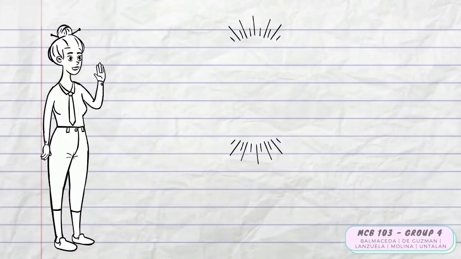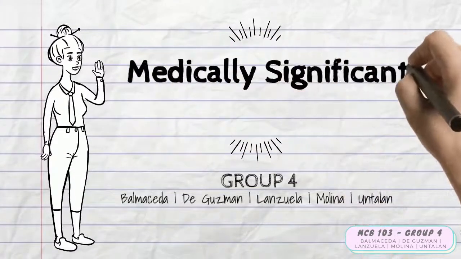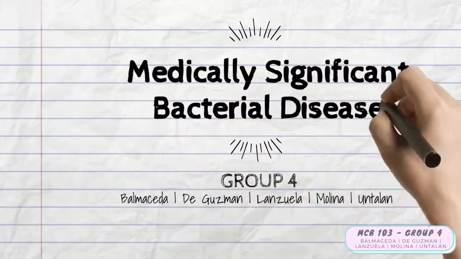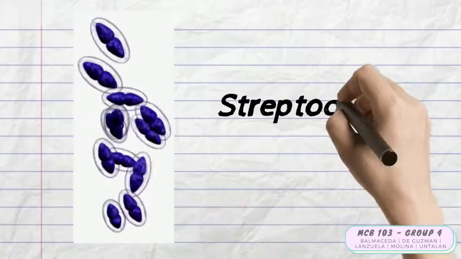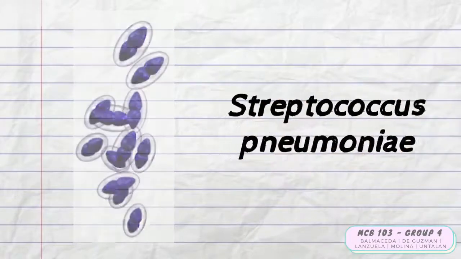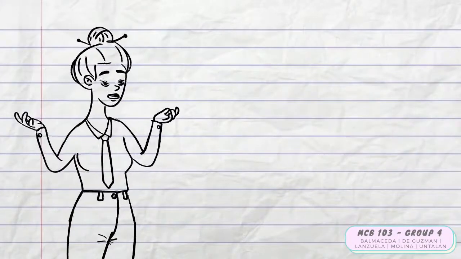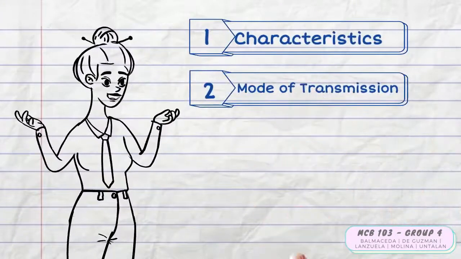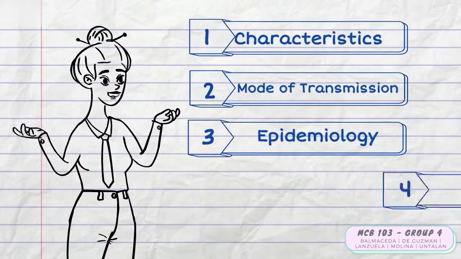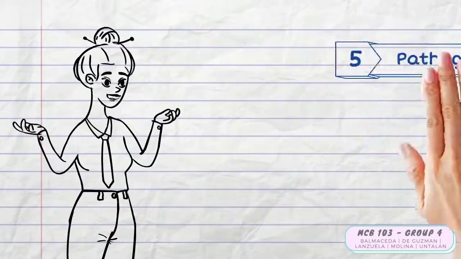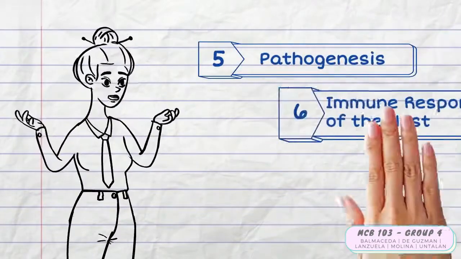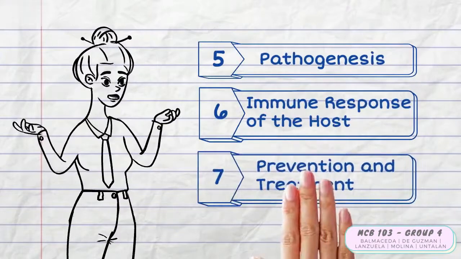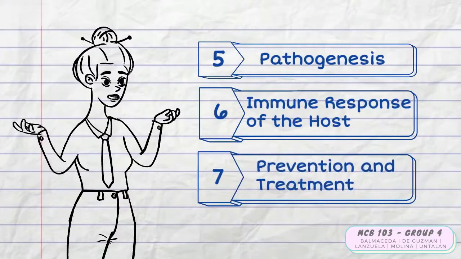Good day, everyone. We are Group 4, and today we will be talking about medically significant bacterial disease, specifically diseases caused by Streptococcus pneumoniae. We will talk about the following: characteristics of this bacteria, its mode of transmission, epidemiology, infections associated, pathogenesis, immune responses of the host, and lastly, the prevention and treatment.